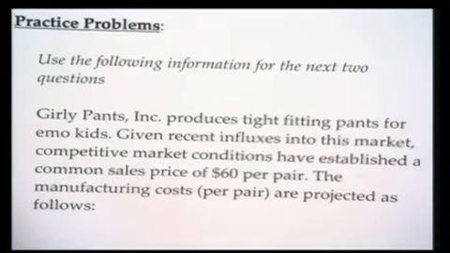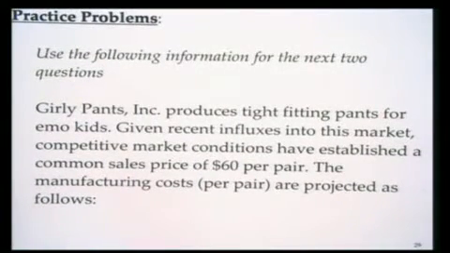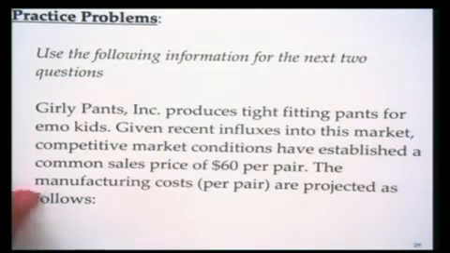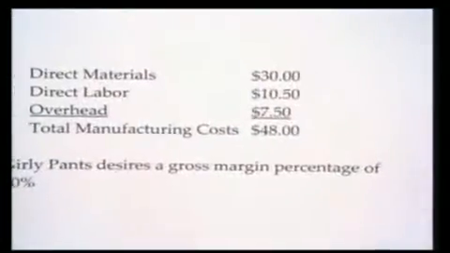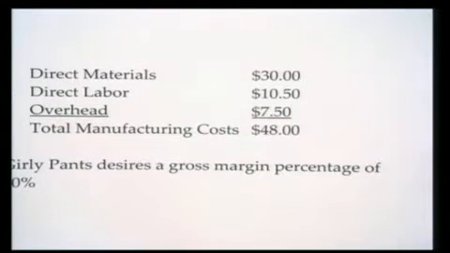So it says here, Girly Pants Incorporated produces tight-fitting pants for emo kids. Given recent influxes into this market, competitive market conditions have established a common sales price of $60 per pair of pants. The manufacturer costs per pair are projected as follows. So we have direct materials, direct labor, and total manufacturing cost of $48. It says they desire a gross margin percentage of what?